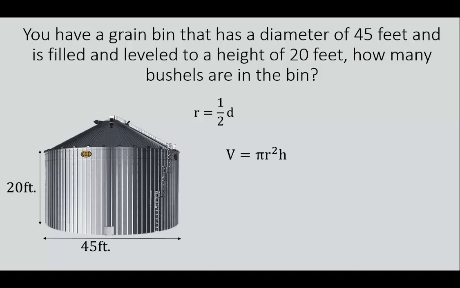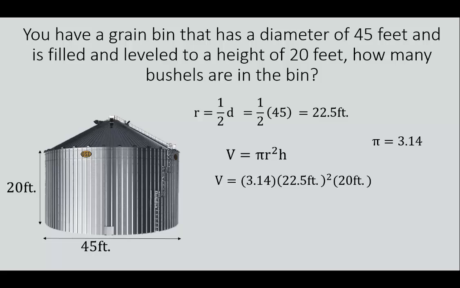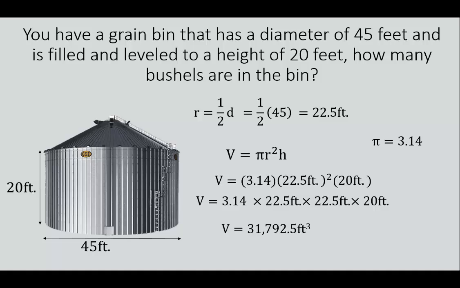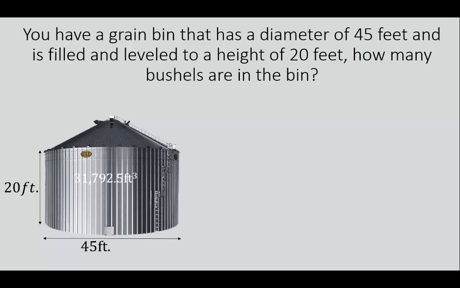Remember, r is half the diameter, so 1/2 of 45 equals 22.5 feet. Again, let's use 3.14 for pi. We plug these numbers into our equation. Our volume equals 3.14 times 22.5 times 22.5 times 20, which equals 31,792.5 cubic feet. To find how many bushels are in the bin, we must understand one thing.